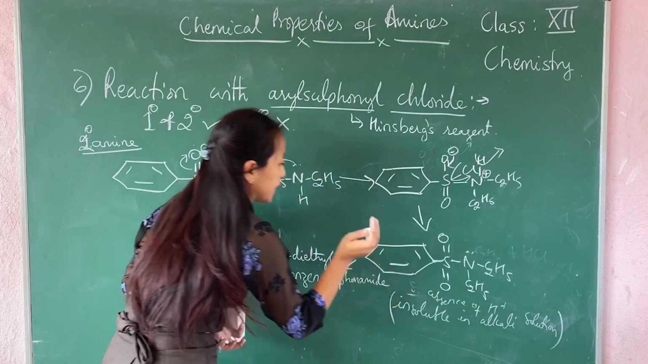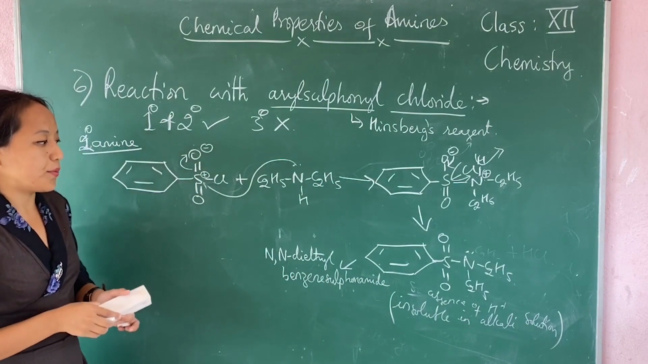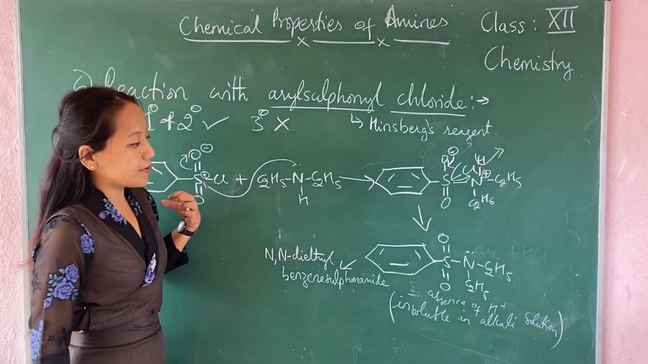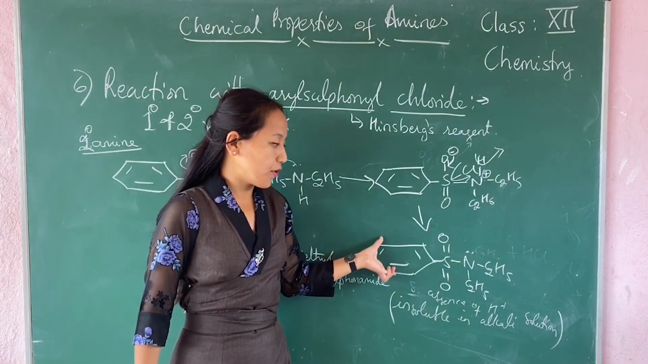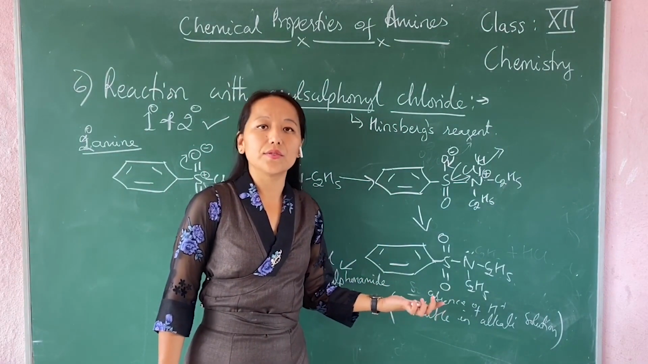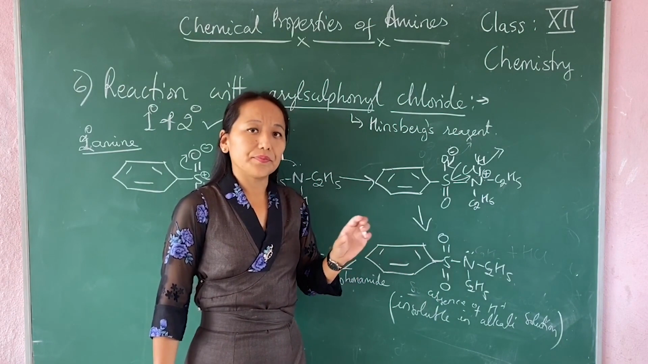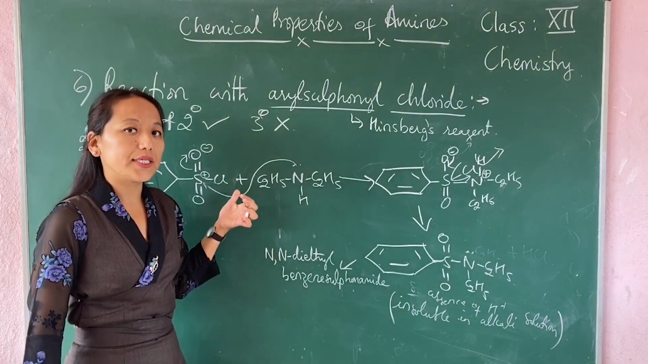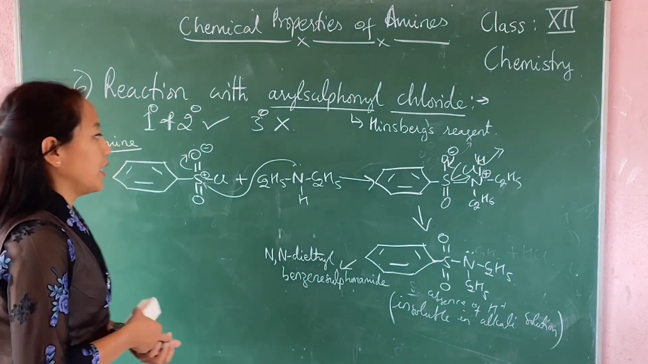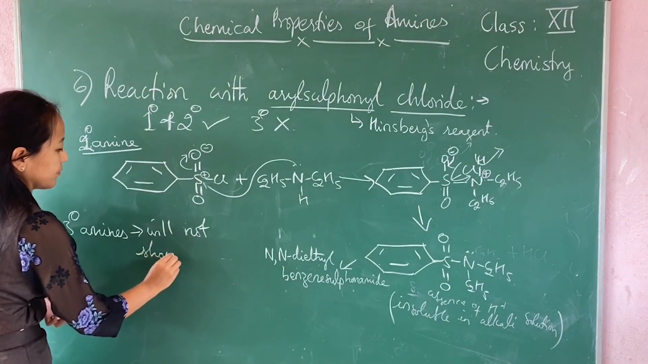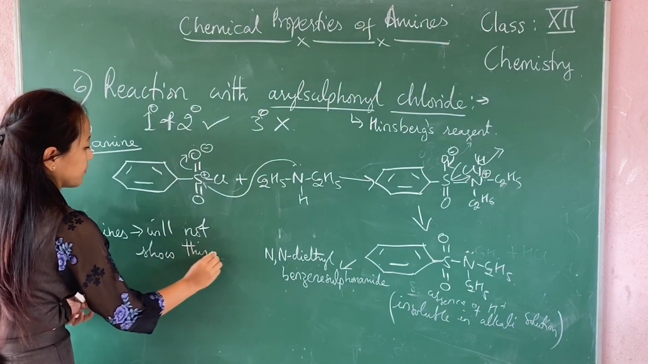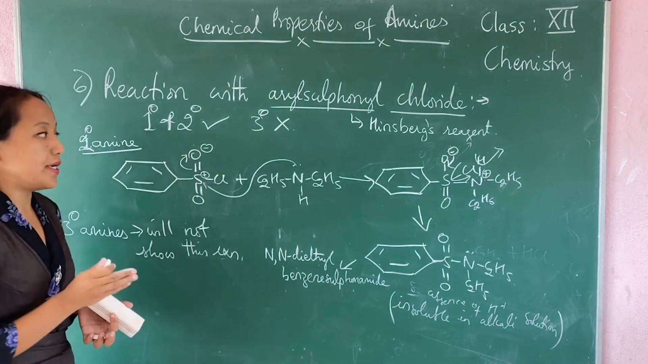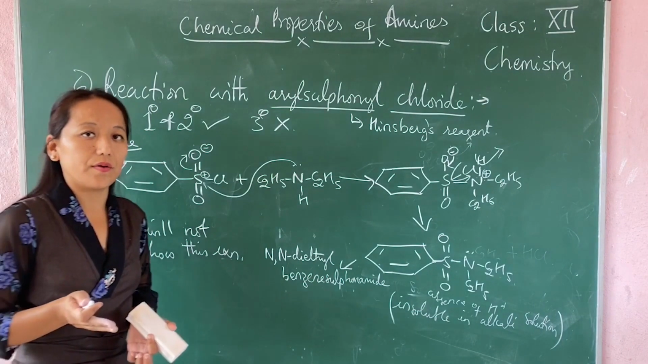So you can see that in the case of primary amine, the product formed was soluble in alkali solution, whereas in the case of secondary amine, the product formed will be insoluble in alkali solution. That's why you can distinguish between primary and secondary amine using this test. Okay. So that's all about the reaction of amines with aryl sulfonyl chloride.